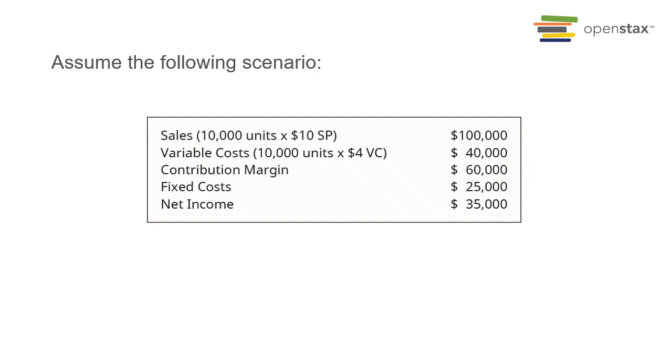Let's look at how the structure of variable costs to fixed costs can change the profit that a business is able to generate. We're going to use this starting information. We have sales of 10,000 units with a $10 selling price. Variable costs for those units are $4 per unit. So we have a $6 per unit contribution margin times 10,000 units, $60,000. Fixed costs of $25,000 and net income of $35,000.